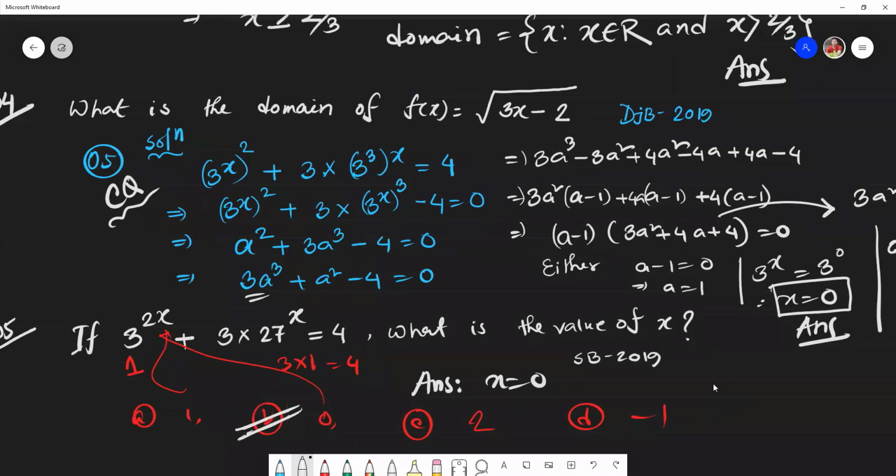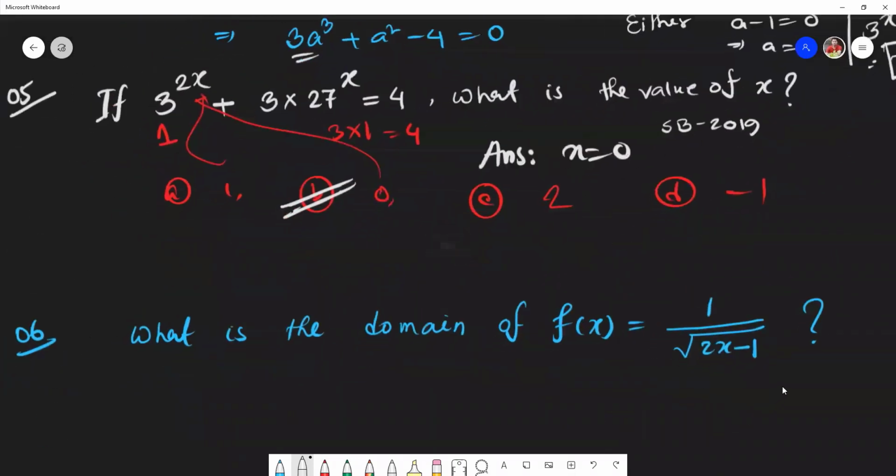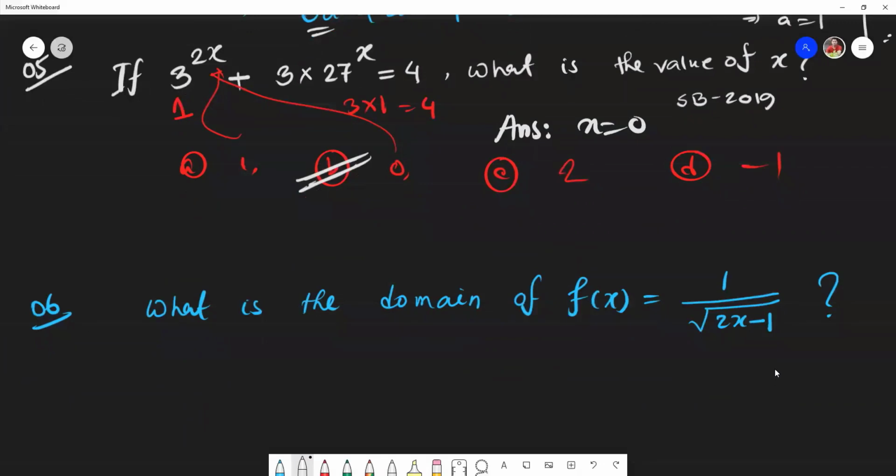So now let's see the next question. Question number 6. Very easy and simple question. Now try to answer question number 6. What is the domain of f of x equal 1 by square root of twice x minus 1? So you all are requested to turn on your camera. Please everyone try to answer this question.